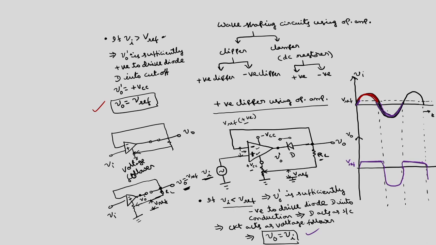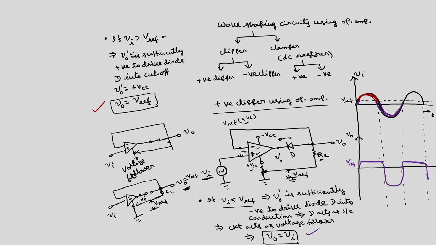Okay. So this type of operation is required in communication systems, especially in amplitude modulation and demodulation schemes, where if you want to limit the noise which occurred during the transmission of the signals, we can use these clipper circuits in the AM demodulation. So this is about the positive clipping. You can clip the positive portion of the signal. Similarly, you can have a negative clipping circuit also.